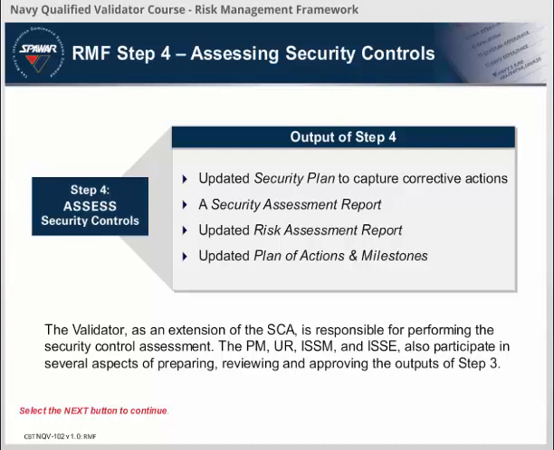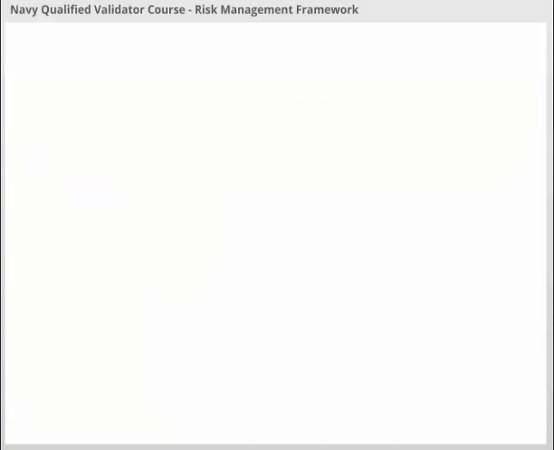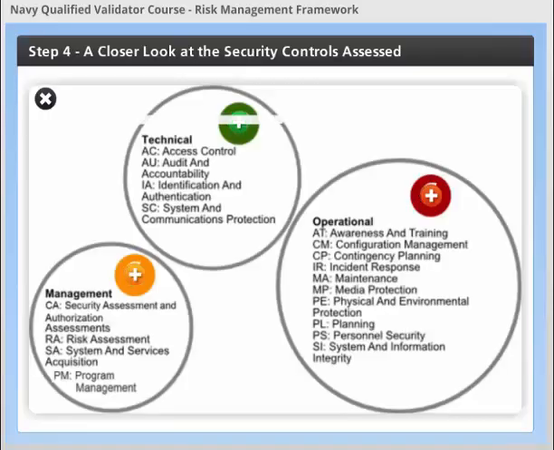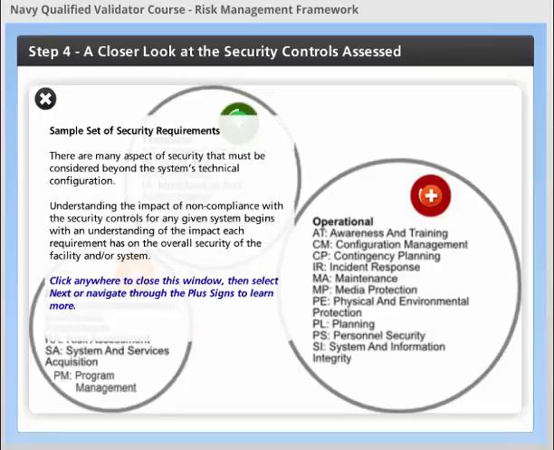The PM and ISSM complete the POM in Step 5. There are many aspects of security that must be considered beyond the system's technical configuration. Understanding the impact of noncompliance with the security controls for any given system begins with an understanding of the impact each requirement has on the overall security of the facility and/or system.